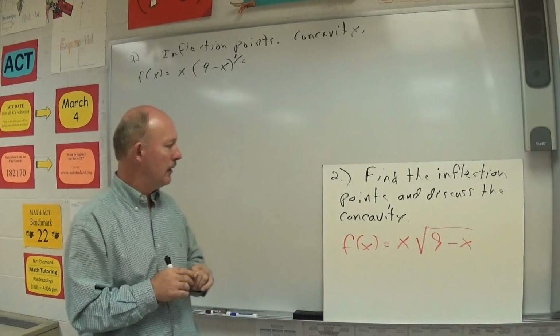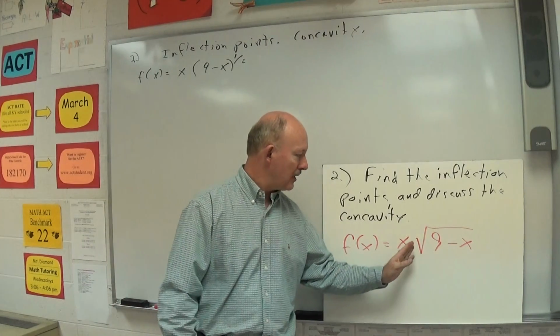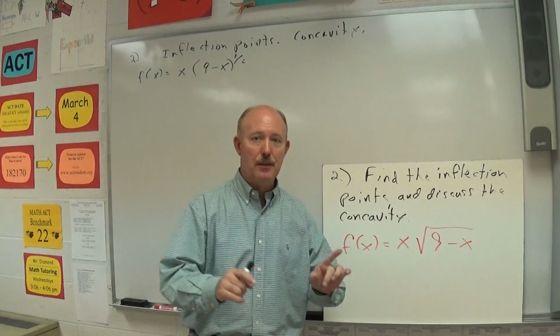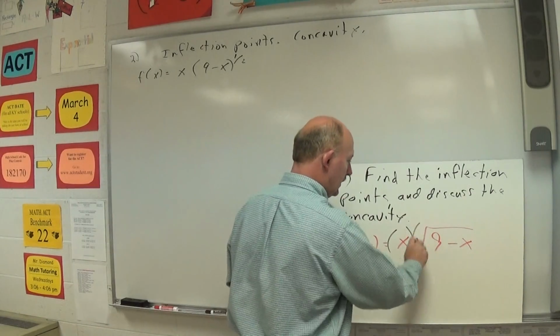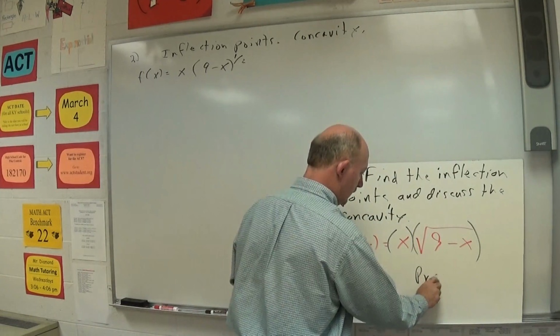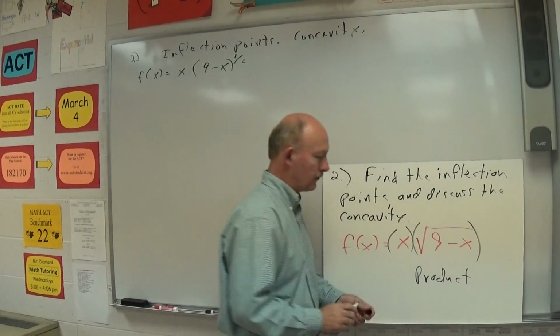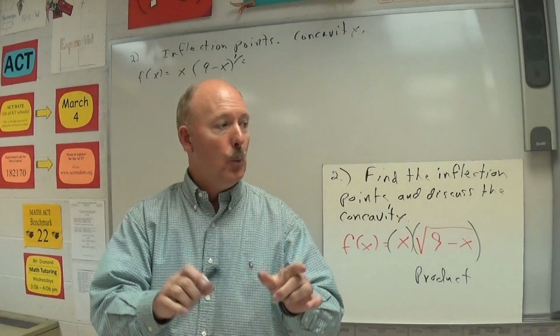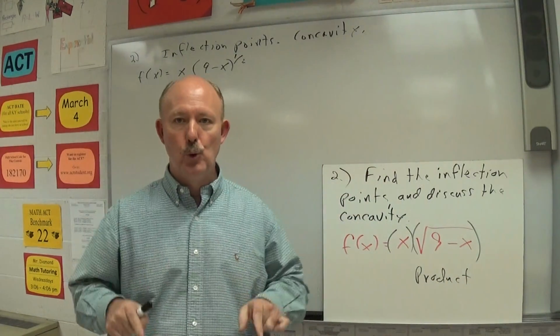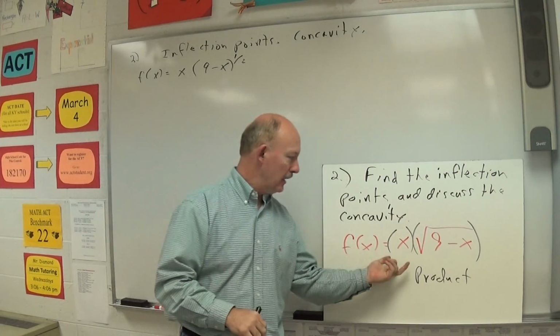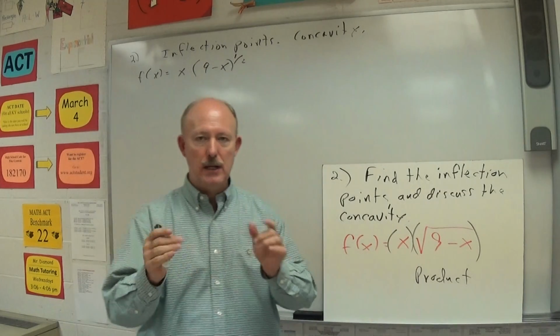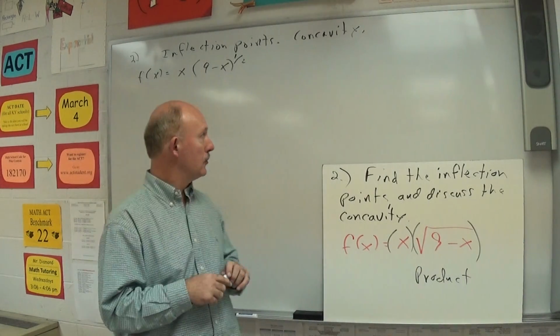Now, you have to recognize here when you look at the problem, x times the square root of 9 minus x. Now, this is a product. Right, so this is x times that radical. This is a product. So when we take the first derivative, we're going to have to use the product rule. Right, so you got to recognize that this is a product now. A linear function times a radical. So you got to use the product rule as you find the first derivative.